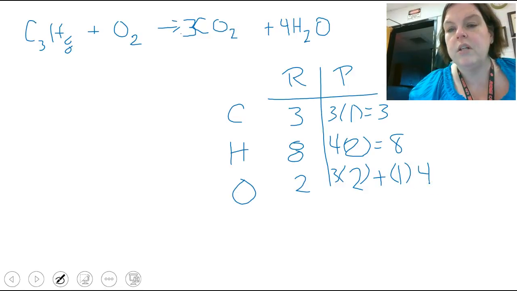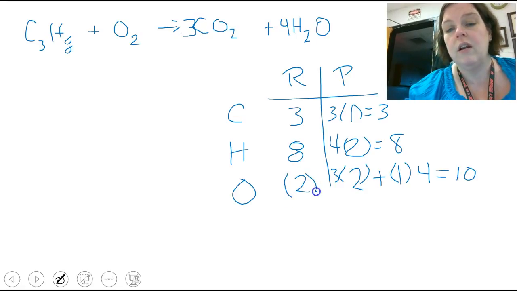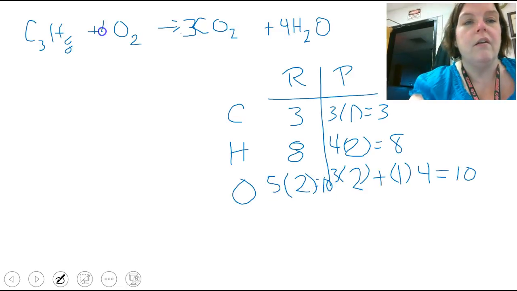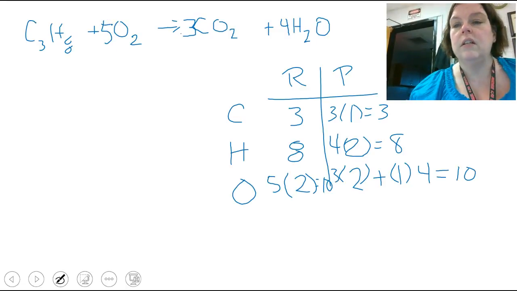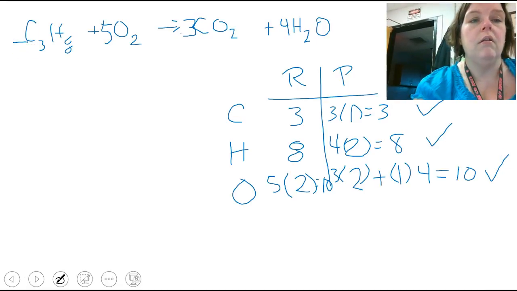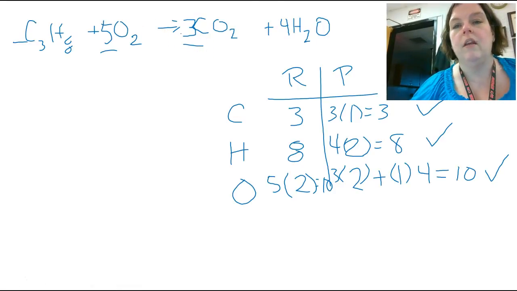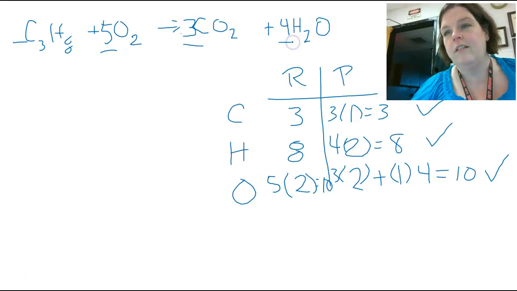And that means it also changes this guy to a 4. So now I have 3 times 2, which is 6, plus 1 times 4, which is 4. I have 10 O's. Well, that makes my life easier. An even number means that all I have to do is divide it by 2 to get the number I need over here. I need 5 oxygens. Okay, so I put the 5 up here with the oxygen. So let's say 3 and 3, yep. 8 and 8, yep. 10 and 10, yep. So now it's balanced with a 1, 5, 3, 4. There you go.